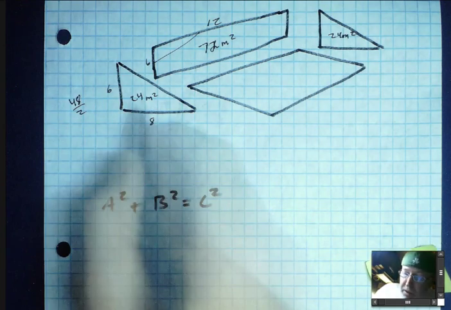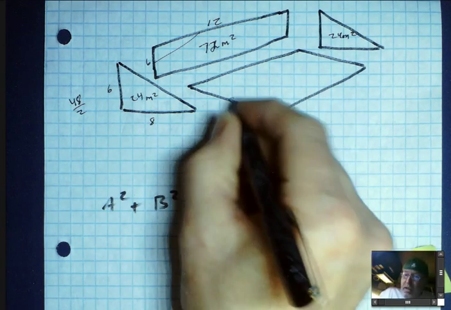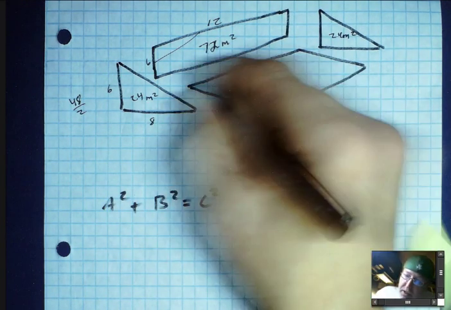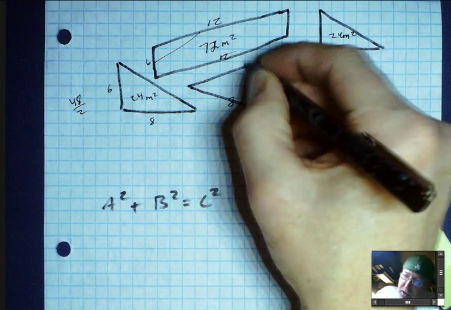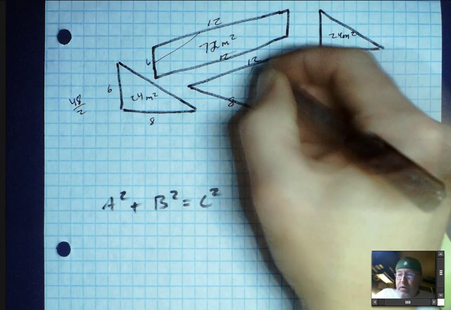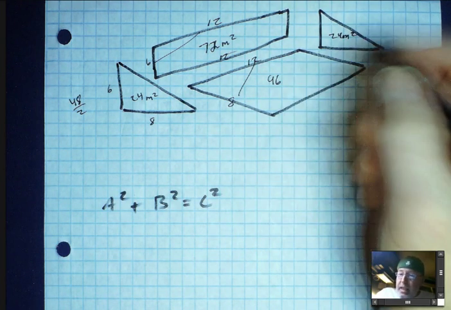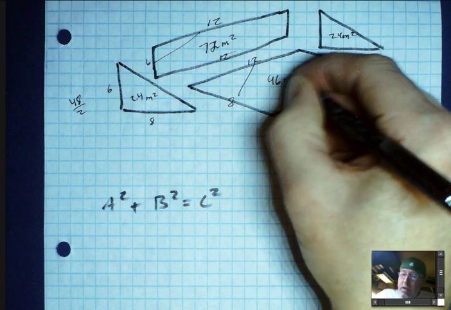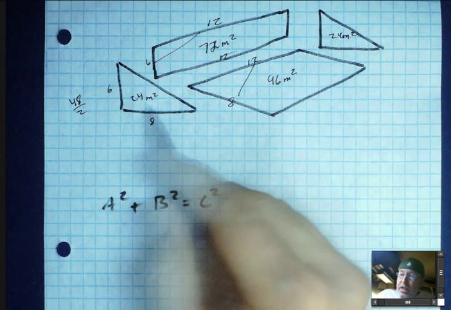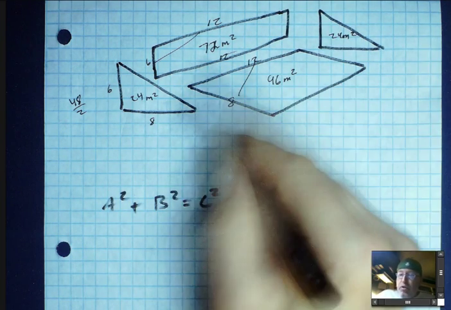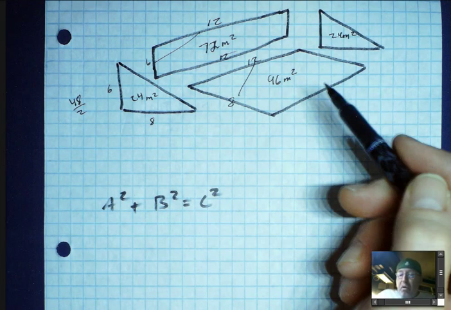So if this measurement here is 8, that means this measurement is 8. If this measurement here is 12, that means this bottom measurement is 12. So these two, 12 times 8 is equal to 96 meters squared.